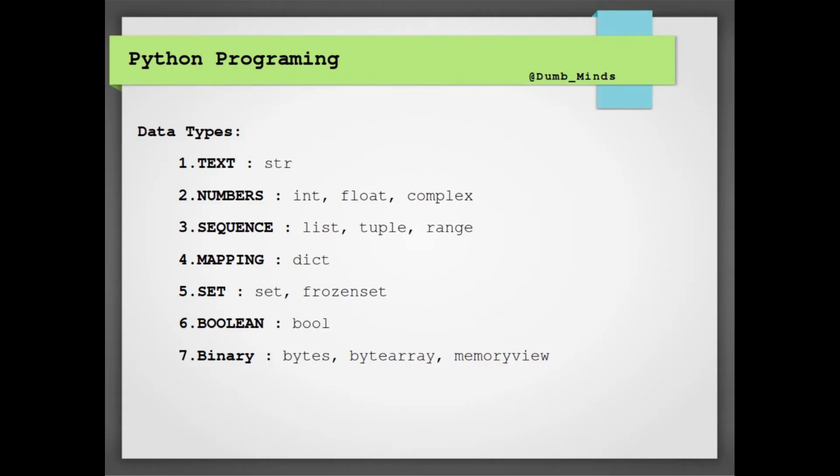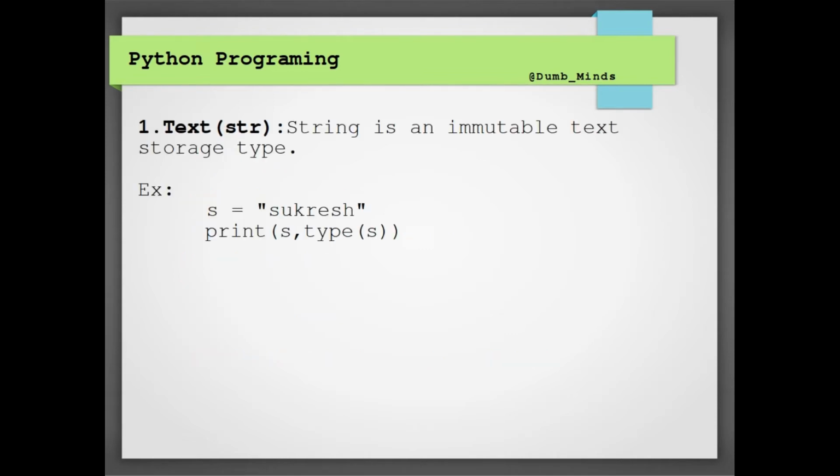And the first one that we are having is text. Text means str. So in the text we'll be storing the alphanumeric characters, that is alphabets, numbers and special characters. So this is how text can be used, and let me run a code for that.